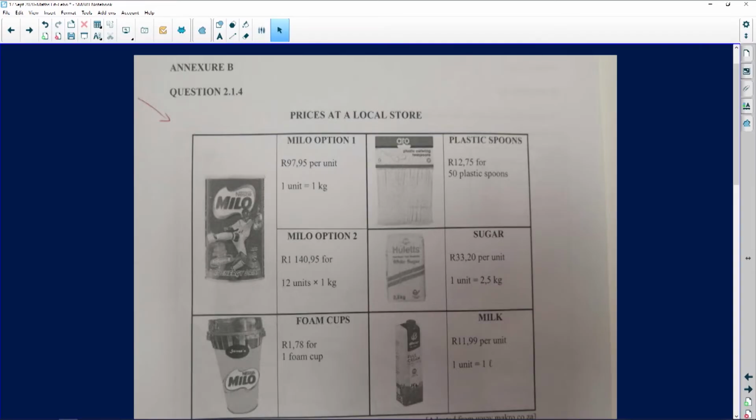Next question that we do have is a cost price sort of question, running a small business. Another common type of question that we do find in our maths literacy question papers. So what we do want to do is to also know how to run a business. So the questions are based on this particular information that I want us to first analyze before we can look at the questions. So this one is Annexure B, and it says prices at a local store.